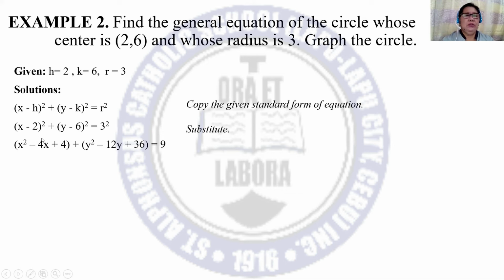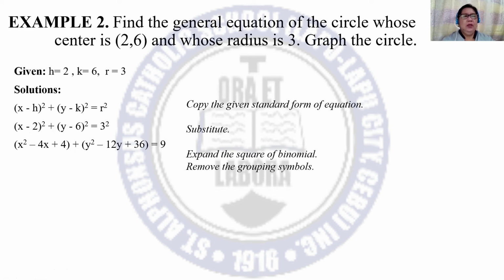Then all we have to do is expand the square of binomial. You can use the FOIL method, the distributive method, or the special product. So what we have is x squared minus 4x plus 4. And the square of y minus 6 is equal to y squared minus 12y plus 36, equal to 9.